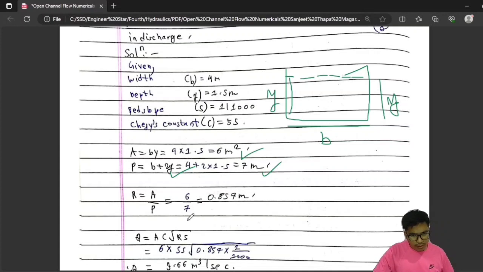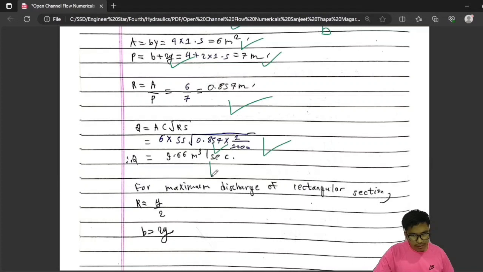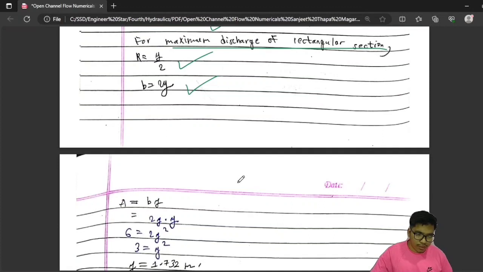Q is AC root RS. Area is 6. C is 55. Root under R is 0.857 and S is 1 divided by 1000. So discharge is 9.66 meter cube per second. And the next is for the condition of maximum discharge. For this most efficient channel, R is y by 2 and B is 2y. So area is B into y, B is 2y and y, 2y square.